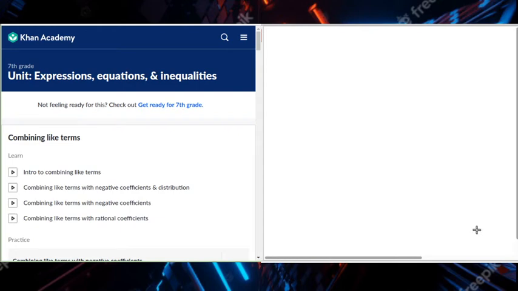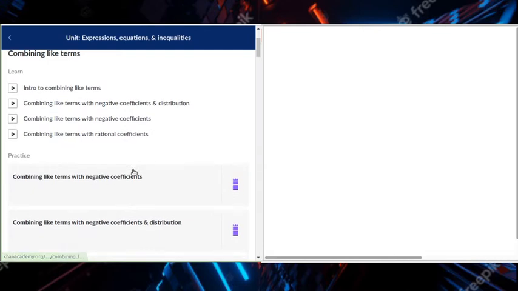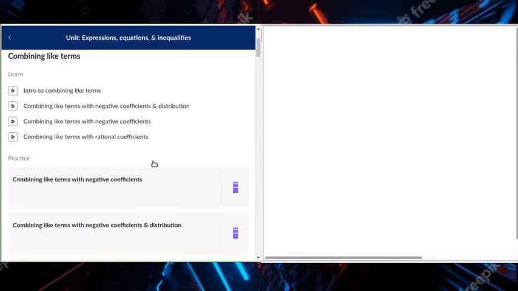Okay, so we are going to go through the 7th grade expressions, equations, and inequalities unit for my students here. First thing we're going to work on is combining like terms with negative coefficients.